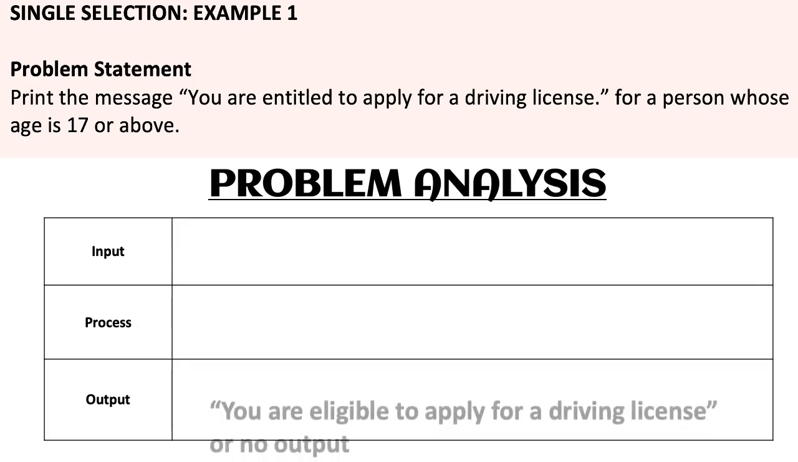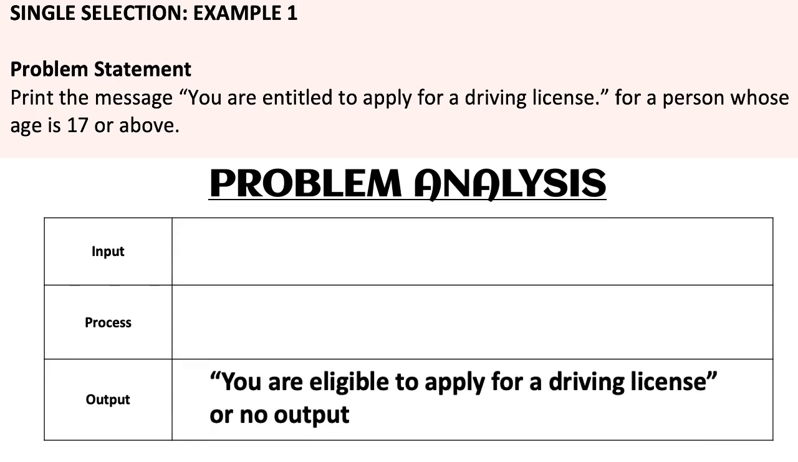What is the output? "You are eligible to apply for a driving license", or no output. So you have to put both outputs. The first output is if the condition is true, so you'll print "you are eligible to apply for a driving license". And the second one is no output, if the person's age is under 17.